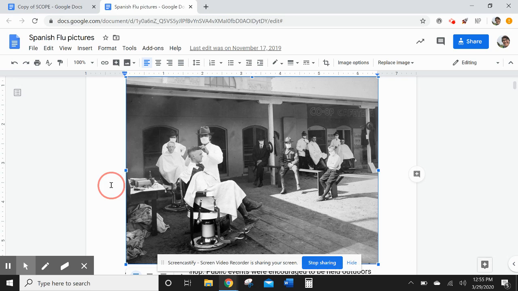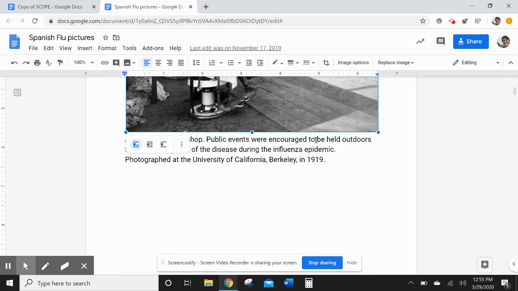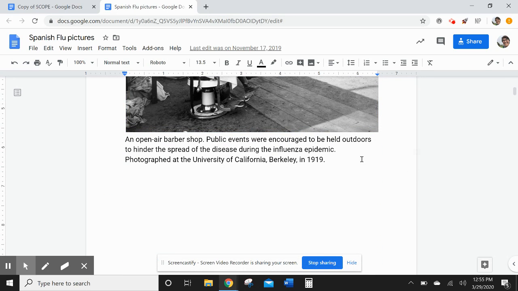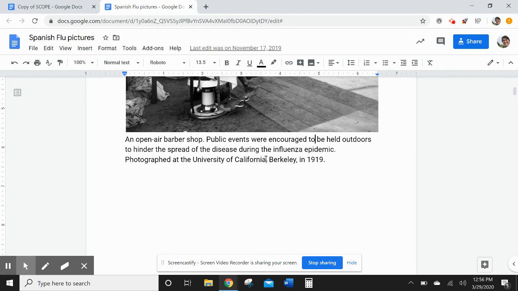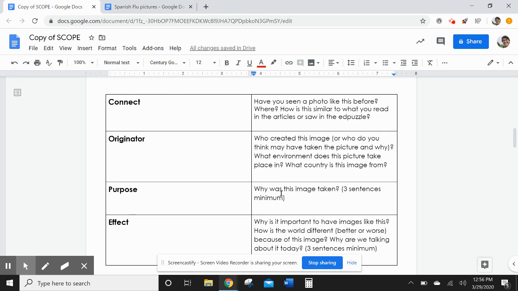Now, some of them will tell you, as it is down here in the little blurb. So who created this image? We don't know for sure, but someone was photographing it in Berkeley. So maybe a newspaper photographer. What environment does the picture take place in? And what country is the image from? Well, we know that Berkeley's in California, so it's the United States in 1919.